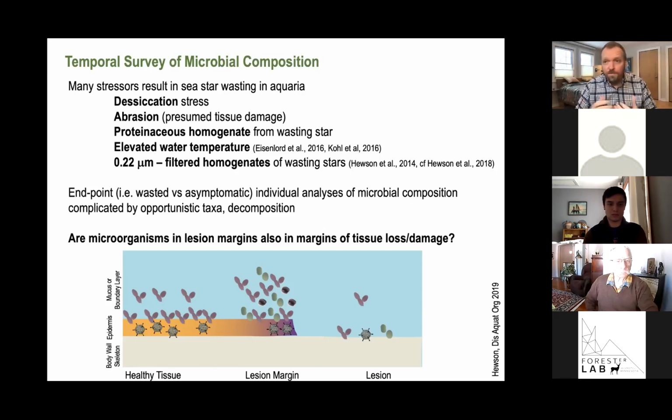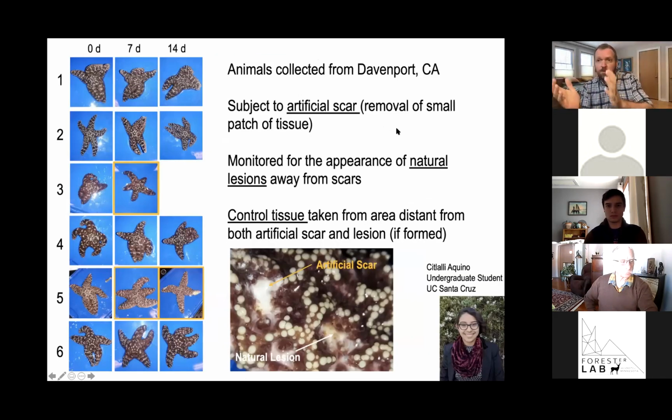And so we finally had the opportunity to do that, because we knew that sea stars would waste in our aquarium system. So we collected animals from Davenport, just up the road from Santa Cruz. We put them into an aquarium system with the expectation that they would waste away. We subjected them to artificial scars. We actually nicked the surface of the starfish using a sterile biopsy punch. And then we monitored for the appearance of natural lesions, so lesions that were away from those scars.